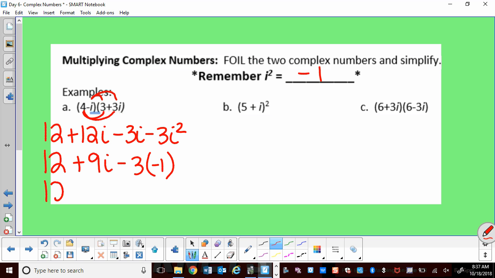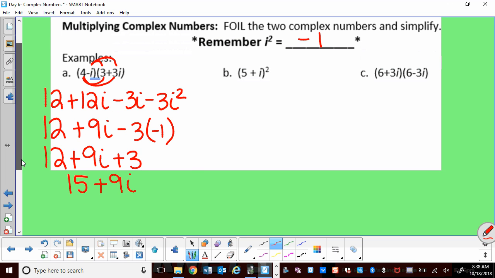So I have 12 plus 9i. Negative 3 times negative 1 gives me positive 3. We're almost done. So now I have 12 and 3 that I can combine. So my answer is 15 plus 9i. So we FOILed it and we combined like terms.